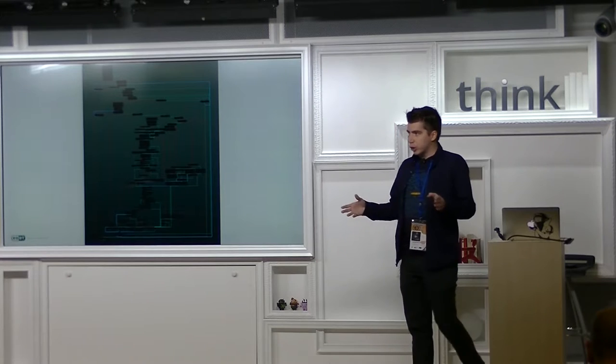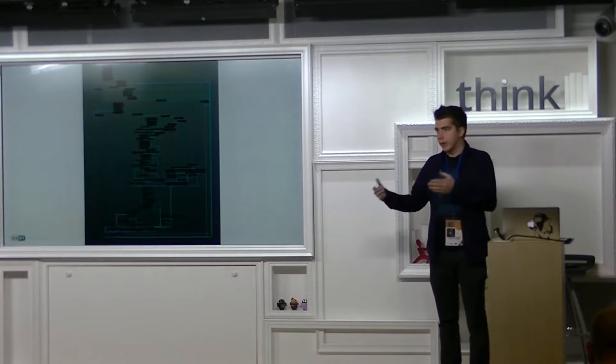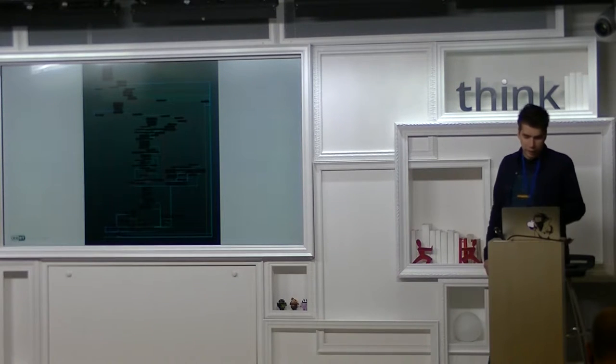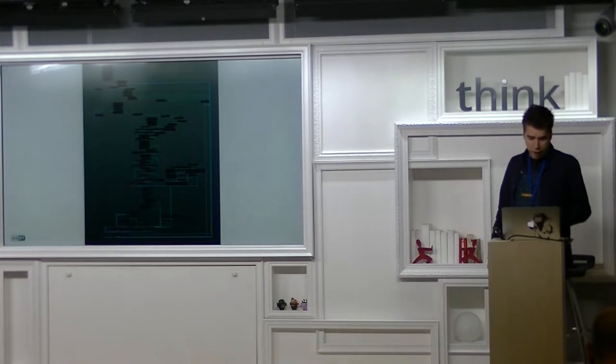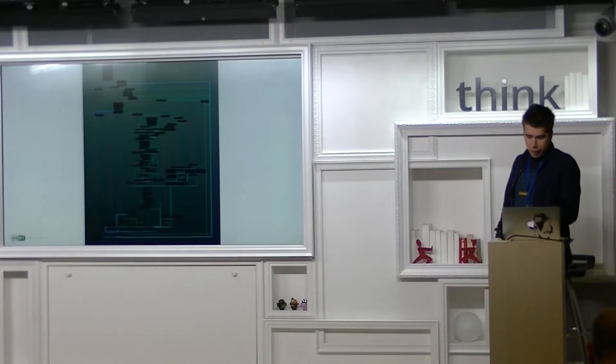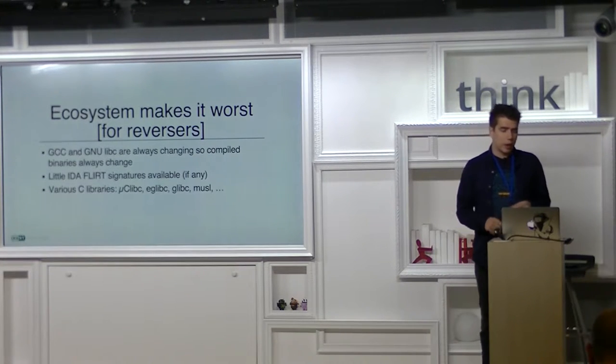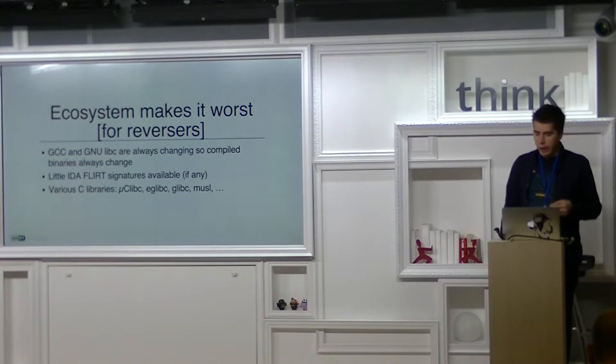So you're not sure if you are in malware code or if you are in library code at this point, unless you know your printf implementation by the look of its graph. And so you have to look it up. The ecosystem makes it even worse because the libc are always changing. So compiled binaries will change often.